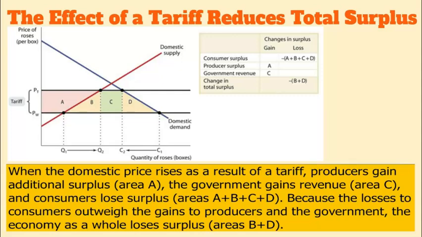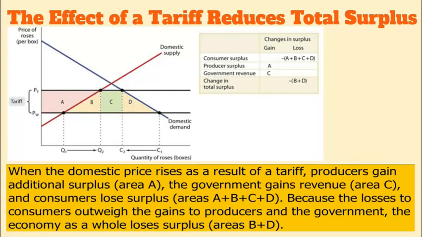Government revenue is creeping in because Part C is the imports, and those are the ones that are taxed at that higher price. And then you have a deadweight loss, essentially B and D, that are gone because of the fact that they're not being produced at those places and being sold. So you have a change in total surplus that is losing B and D as a result of that tariff being imposed.